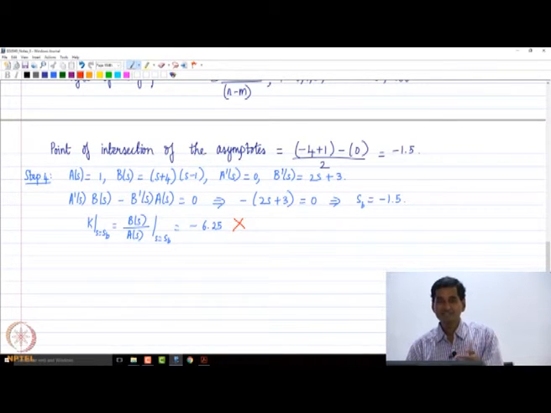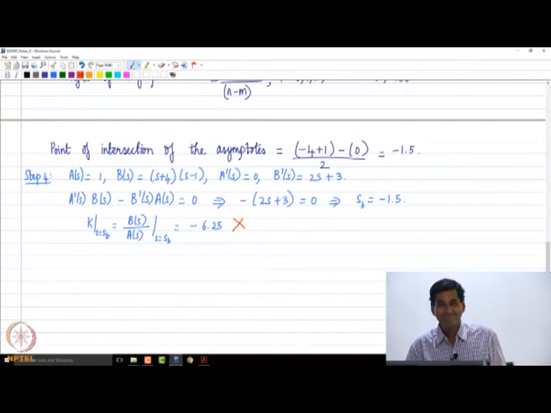In this example I need not even have calculated k, but I am doing it for a general case. You give me any general open loop transfer function, how should I construct the root locus? That's what we are learning, right? Why did I not even need to calculate k in this example?